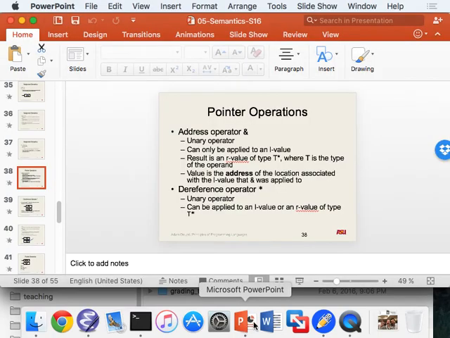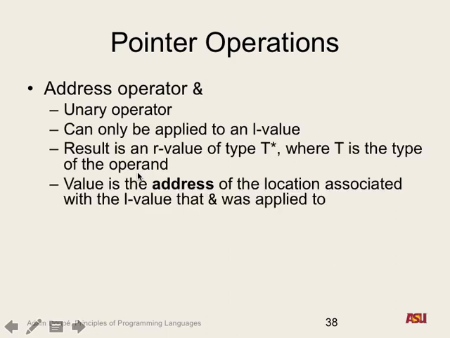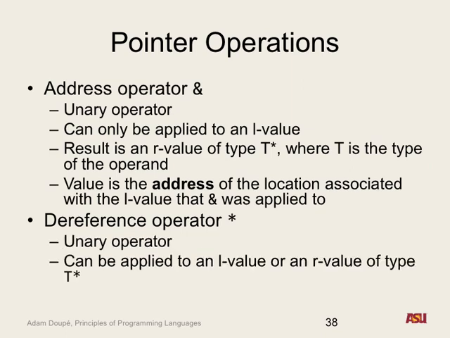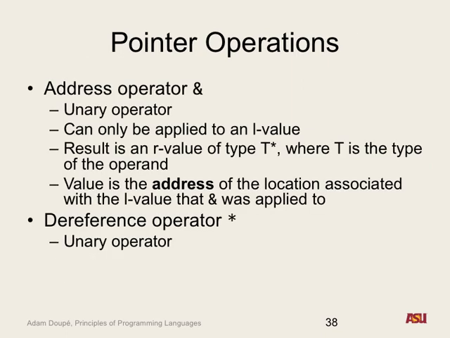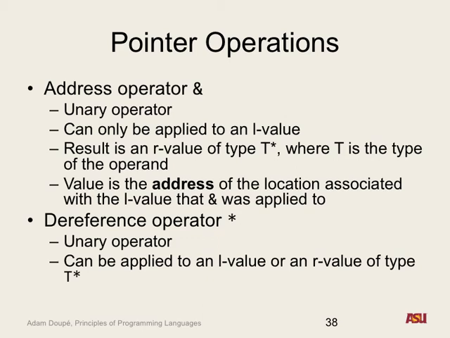Cool. Okay. Then let's think about the opposite of this, which is the dereference operator. What's the type of this operator if we think about it as a function? What does it take in as input and what does it return as output? Some T star. How many arguments does it take in? One. So can it be applied to L values, R values? Yeah, so actually either. So the restriction is it can be applied to an L value or an R value of type T star.